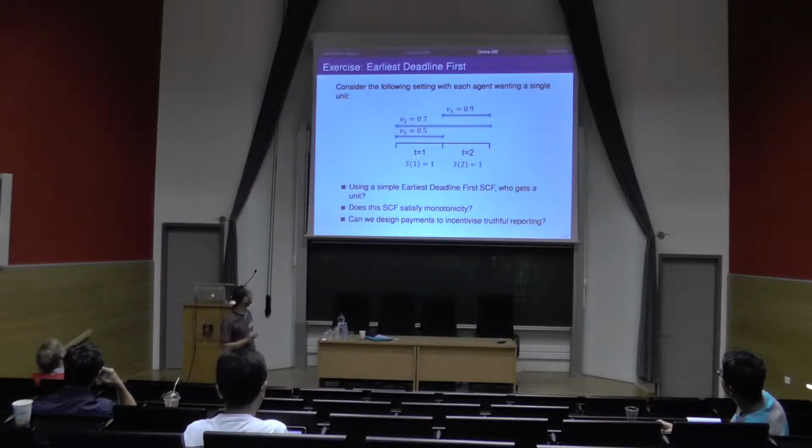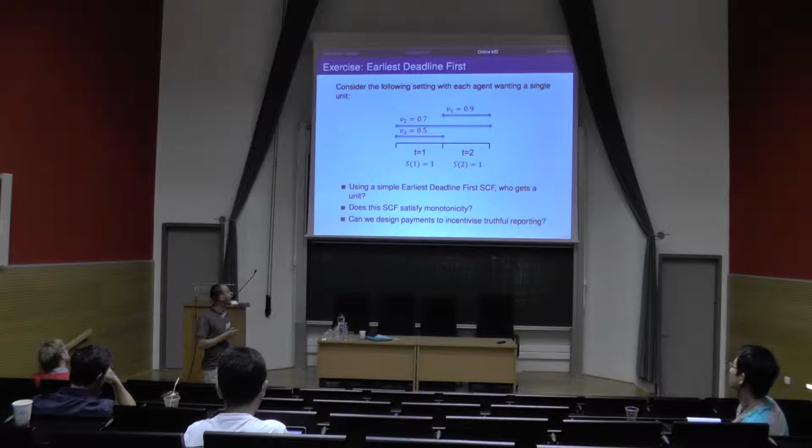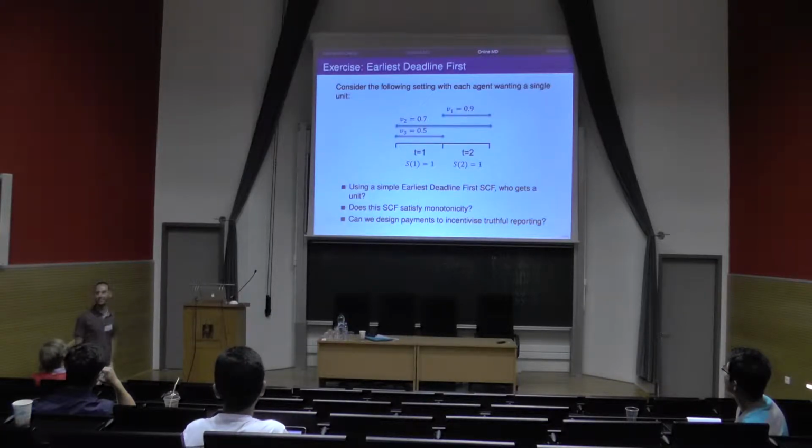To answer the first part, we have to find a type, say one of these agents, that should be able to report a worse type, a lower type, and get better treatment. So I guess we could do that together.